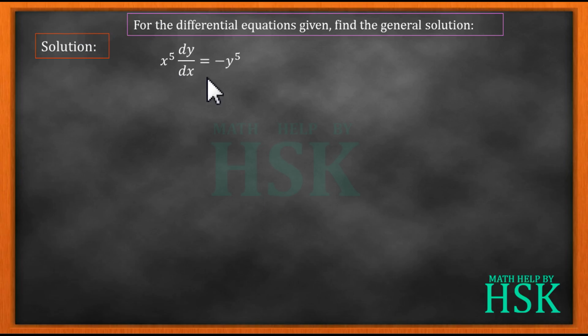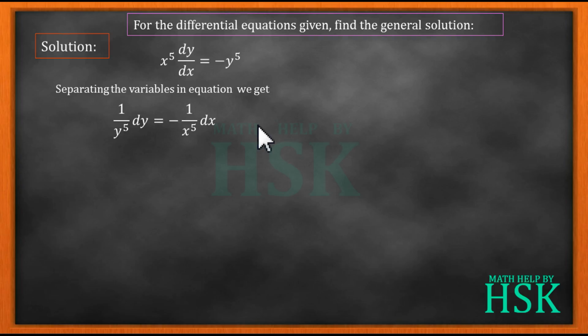First of all, to solve this question we can see that this equation is in variable separable form. So we can easily separate the variables. On separating the variables the equation would look like this: 1 upon y to the power of 5 dy is equal to minus 1 upon x to the power of 5 dx. You can see we have cross multiplied, and this dx and x to the power of 5 is transferred to the right hand side.